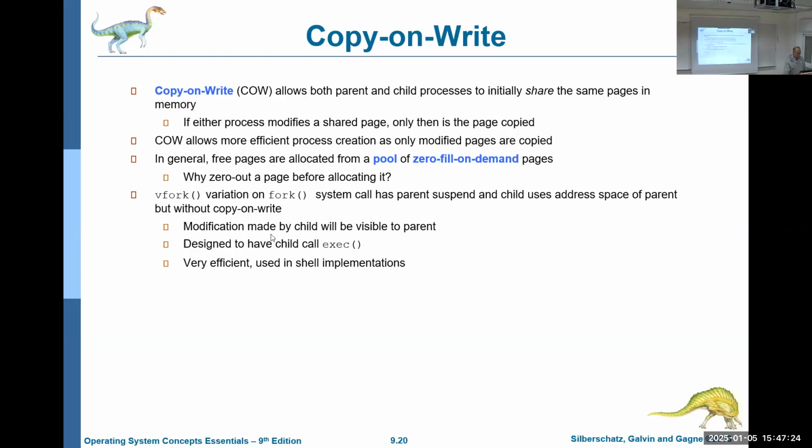Modifications made by the child will be visible to the parent, that's the problem. It's designed to have the child call exec, exactly what I said. Very efficient, used in shell implementations. How's the parent able to see everything if he suspended himself? Did he just unsuspend? No, I'm saying when the father comes back, any changes that were made by the child would theoretically affect it, but let's say the parent is like this.